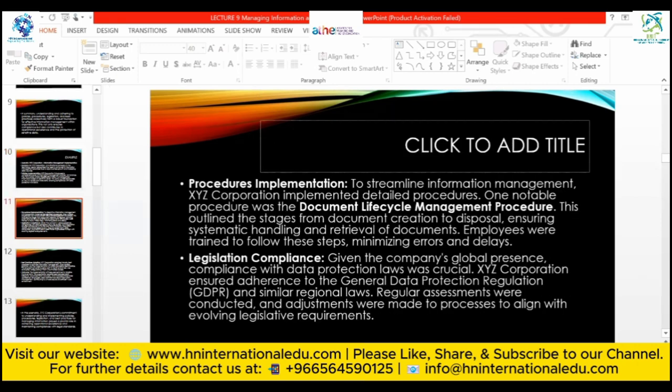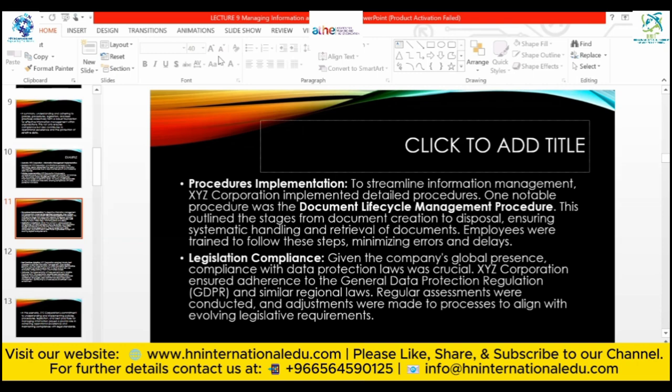Procedures and implementation of it, the procedures implementation basically. To streamline information management, XYZ Corporation implemented detailed procedures. One notable procedure was the document lifecycle management procedure. This outlined the stages from document creation to disposal. That is, when we make it, we give birth to that document, up to its disposal, ensuring systematic handling and retrieval of the documents. Employees were trained to follow these steps, minimizing errors and delays. This is for the implementation part.